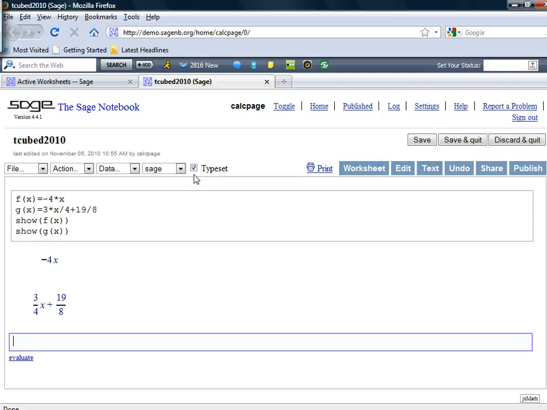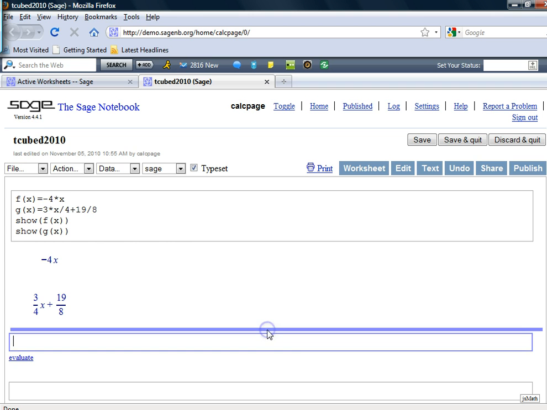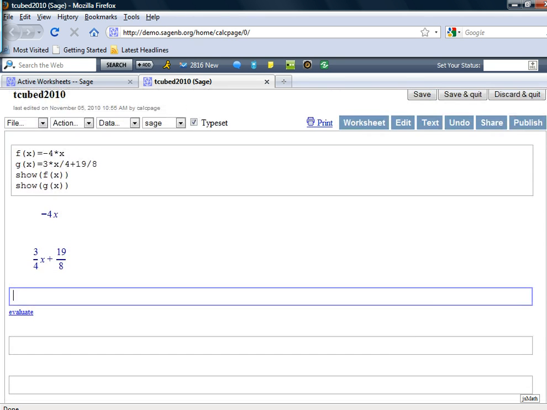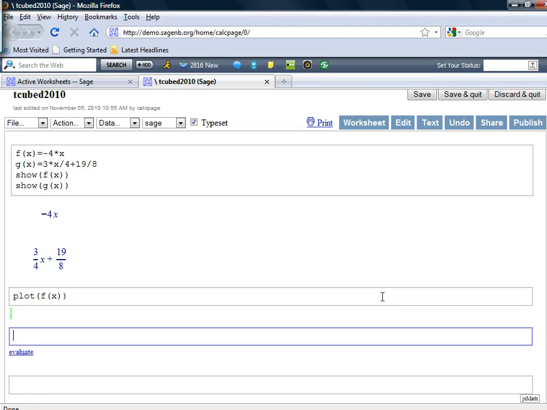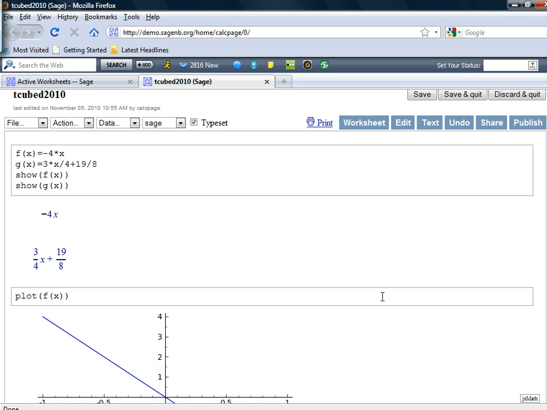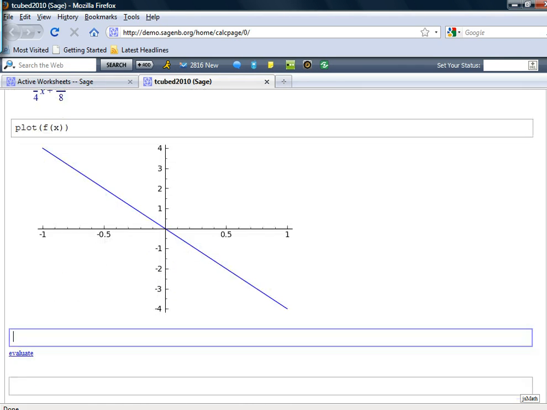Now, what if I wanted to do it graphically, like I just did on the TI graphing calculator? I would have to go to another cell. If you don't have an open cell, you can drag your mouse until you see a purple line and click on it, and you'll get another cell. Actually, now I made too many. Now I have a whole ton of empty cells. As long as you have an empty cell, do this: plot f of x. Let's start with f of x, and click evaluate. By the way, shorthand for clicking evaluate is shift enter. And there is y equals negative 4x.